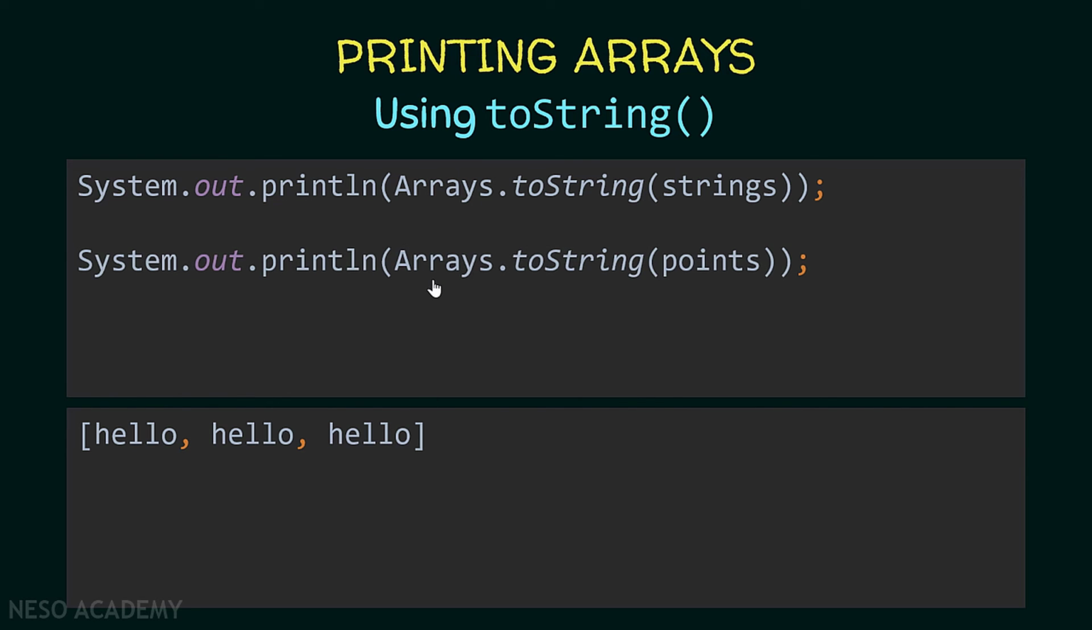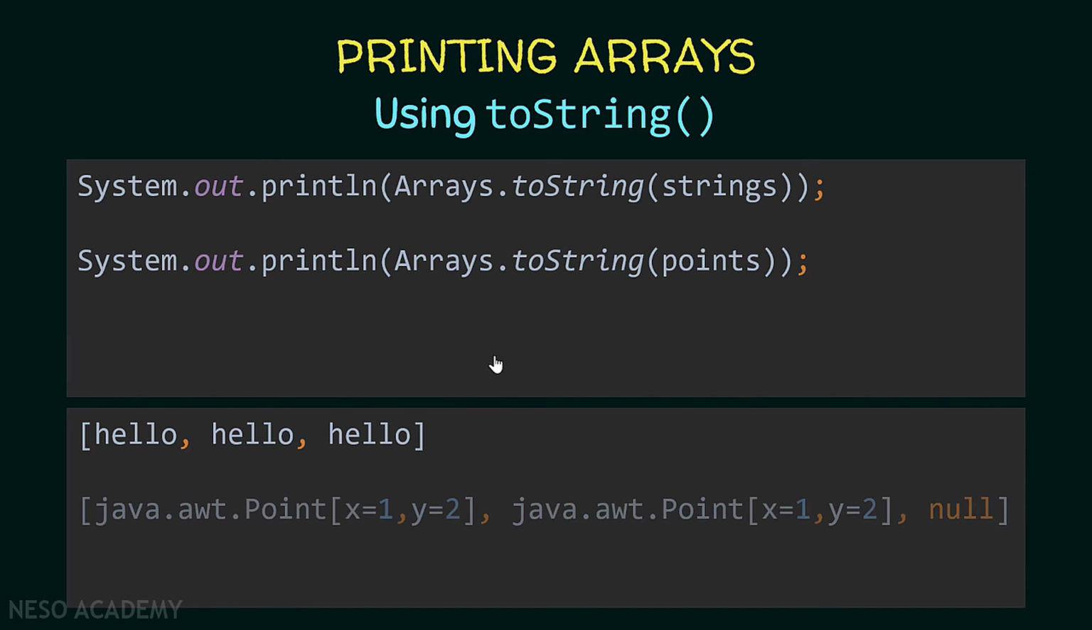Let's see another example. I'm calling the toString method and I'm passing the points array. In this case, this will be printed. Don't worry about this representation over here. What's important is that the first element is a point with x equal 1 and y equal 2, and also the same goes for the second element. And the final element is null, okay? And remember that this point is the same as this point over here. They are the same object in the memory.